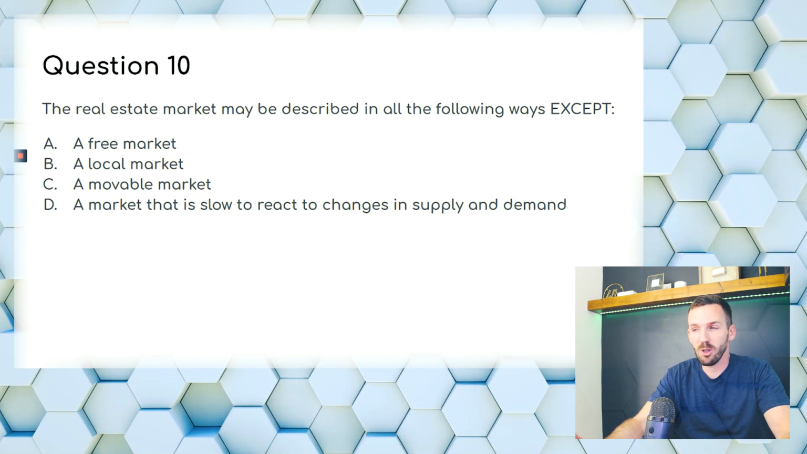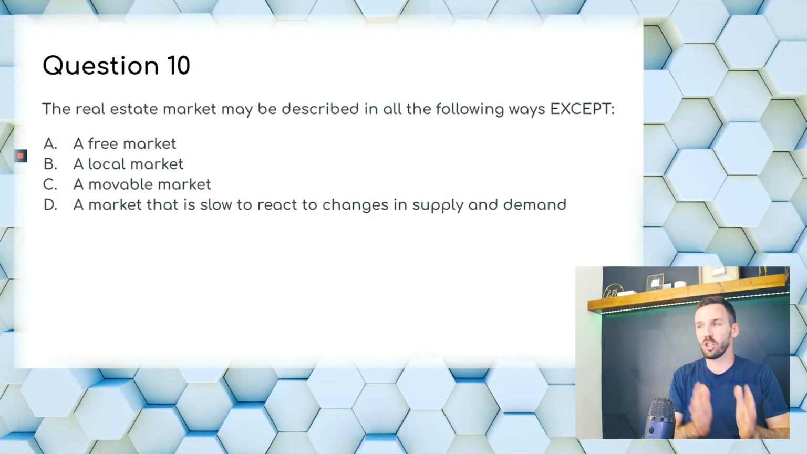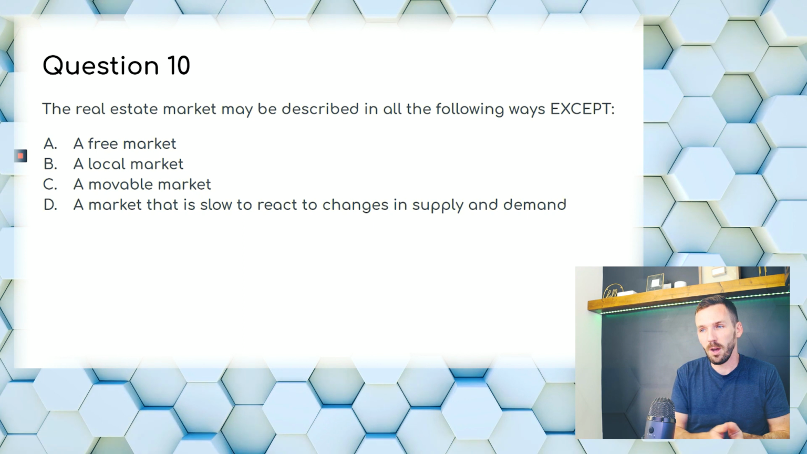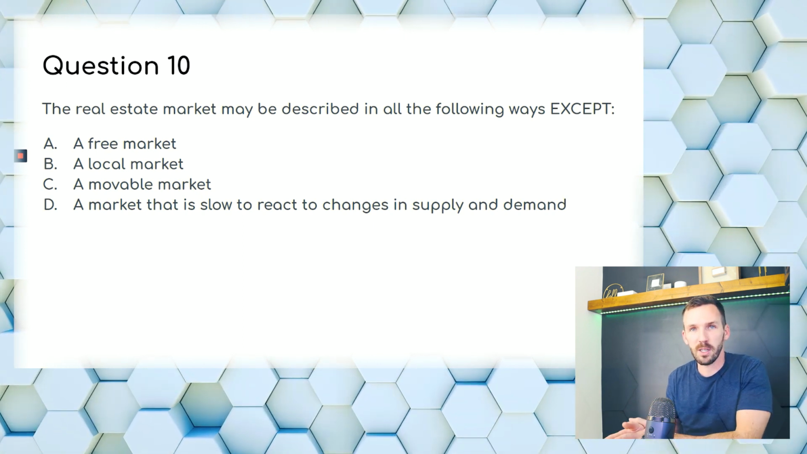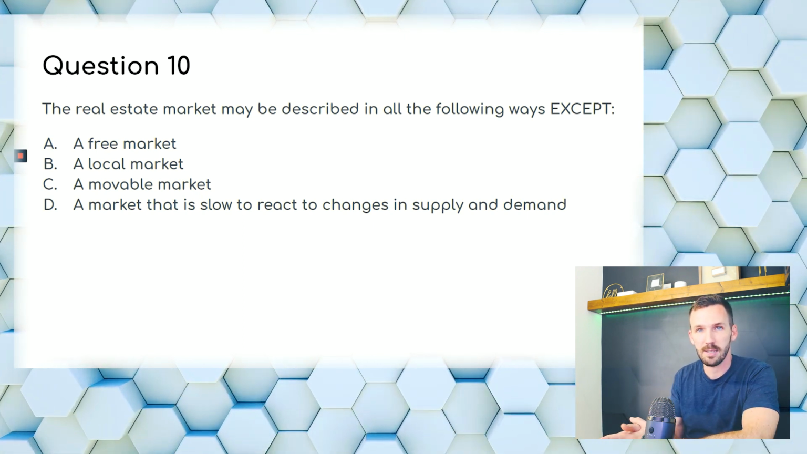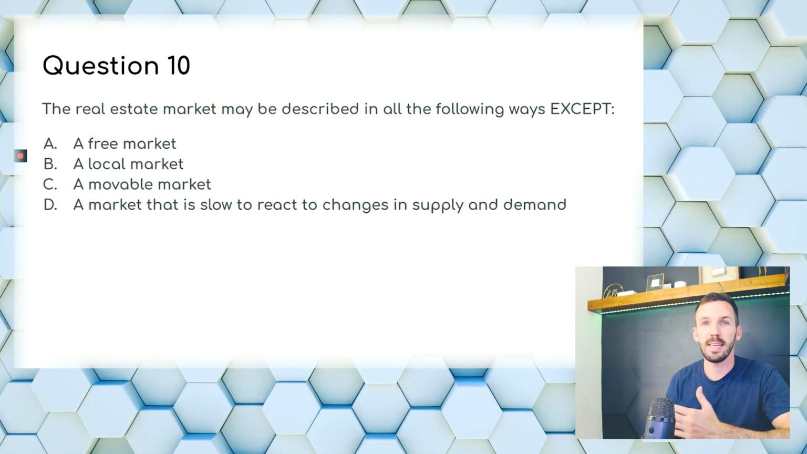So real estate is local. We should all know this, right? Charlotte, North Carolina is blowing up right now, while Detroit, Michigan is still just puttering along like it has been for the last couple decades. Therefore, C is the answer.